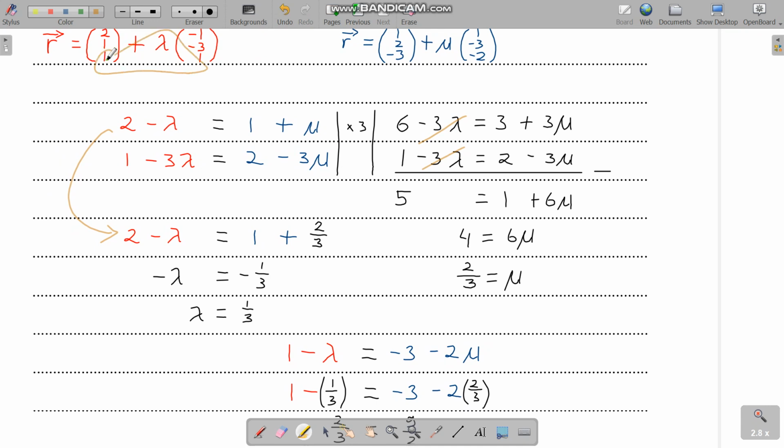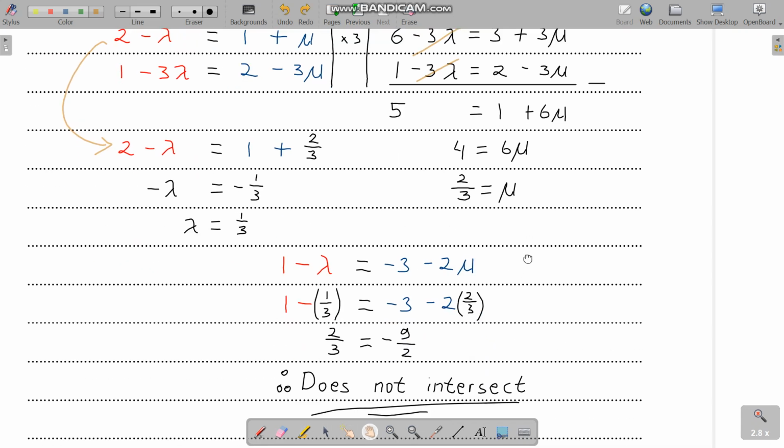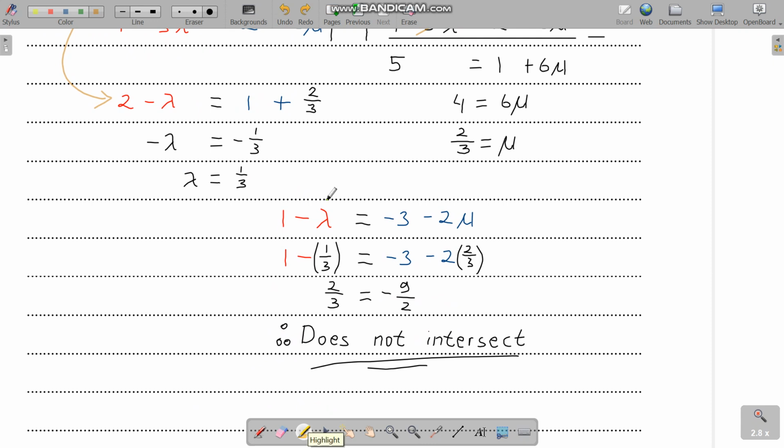And now we use the third component: 1 plus lambda equals minus 3 minus 2 lambda. So this is the third equation. We plug in the lambda and the mu. So when we plug in lambda and the mu, we're going to get something different. So this is how we show that the lines do not intersect. If they are the same, the lines intersect. But since they are different, the lines do not intersect.